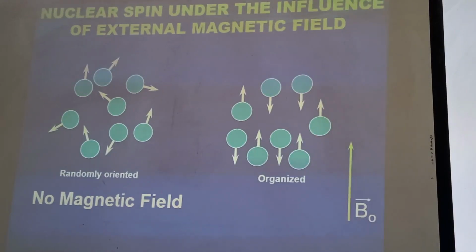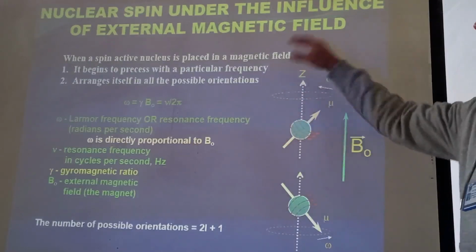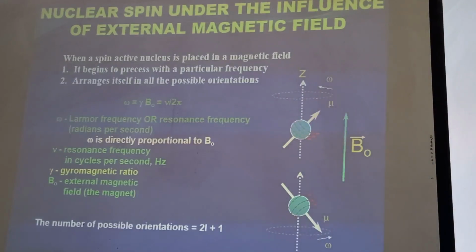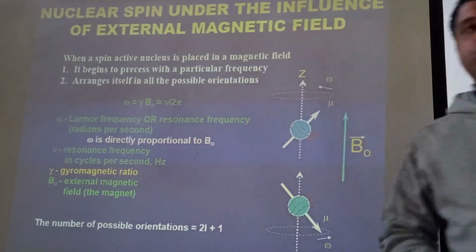This B0 by default will always be pointing up in the literature if you read it. So the first thing that happens when you turn on the magnet is that they arrange themselves in all possible spin states, and the second is that they start precessing with a particular frequency. Precession, as I have told you, is a special type of movement these nuclei have under the influence of a magnetic field, like a top before it's about to fall.